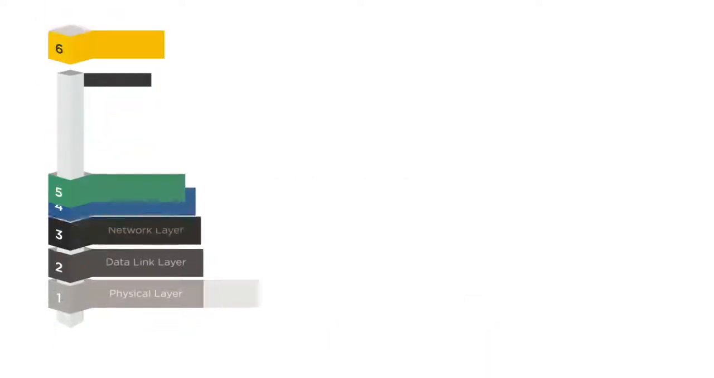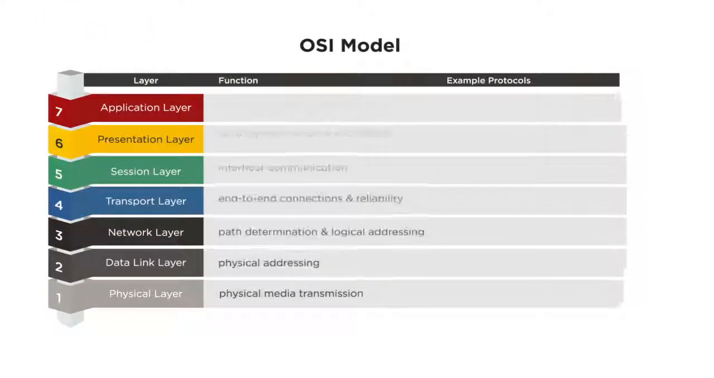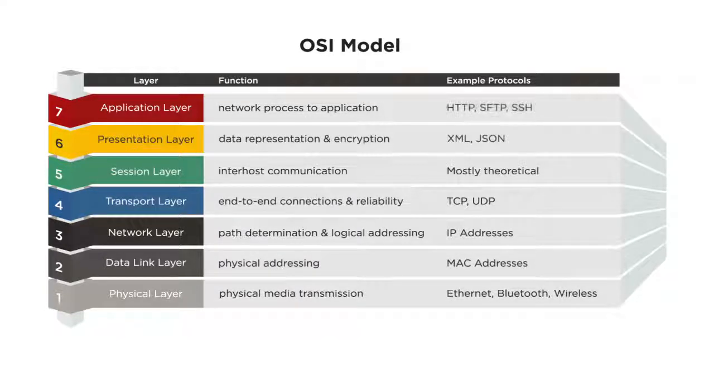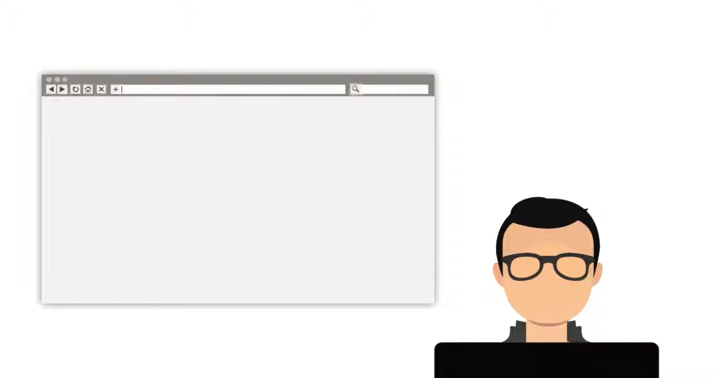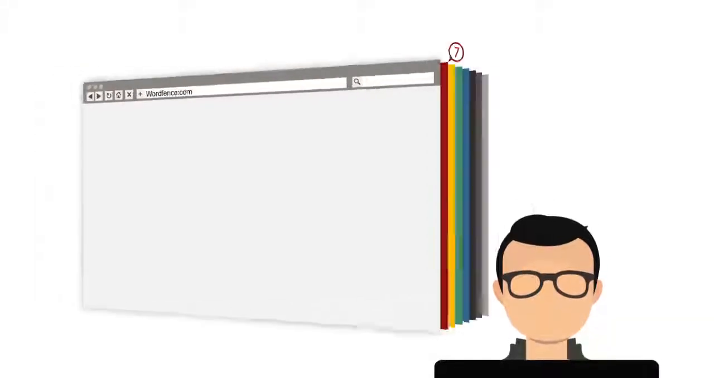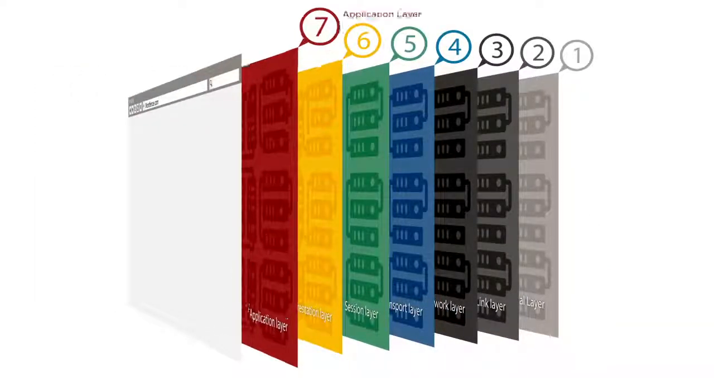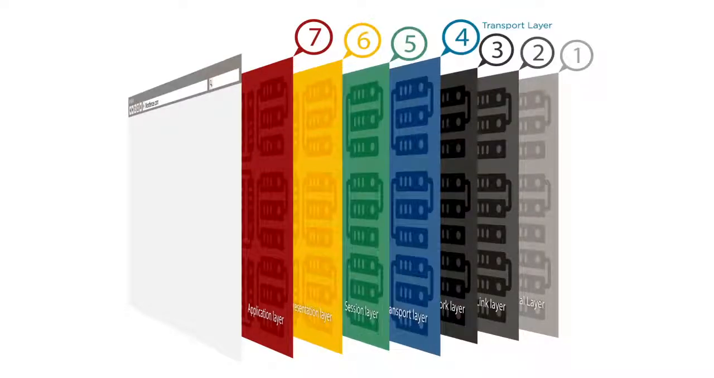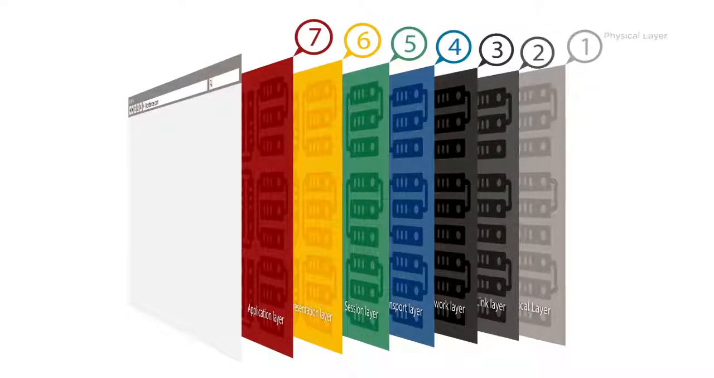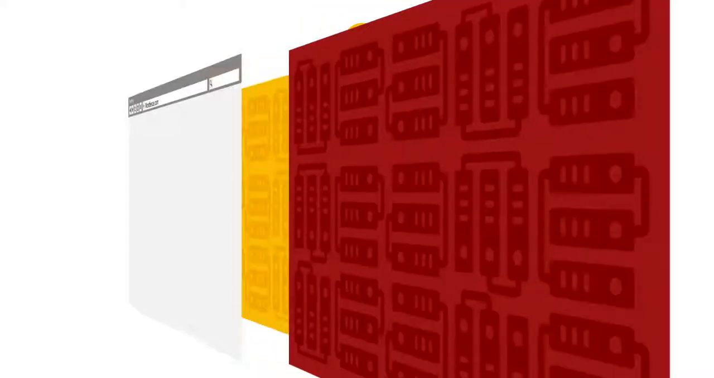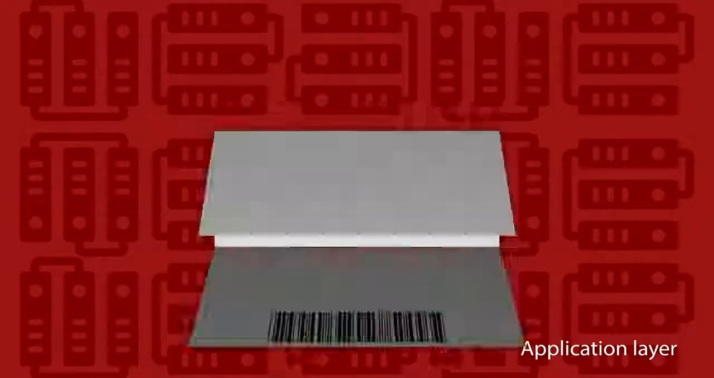Let's explore how a packet travels across the internet using the OSI model. A user tells their browser to fetch a page from wordfence.com. The browser makes an HTTPS request to wordfence.com. To fetch the required web page, it passes the request to its HTTP protocol handler. That is layer 7 of the OSI model, the application layer.